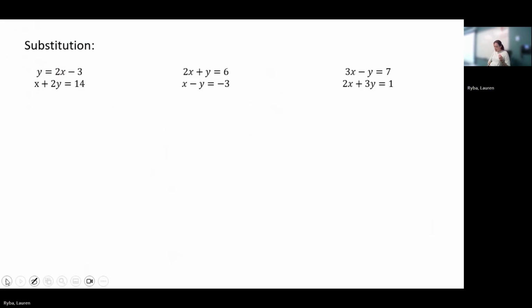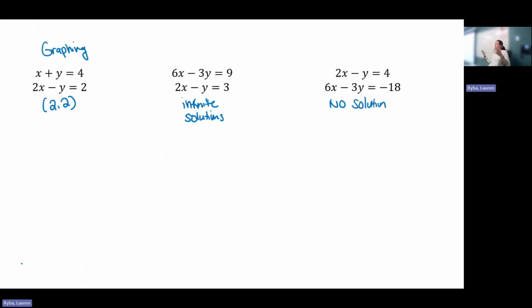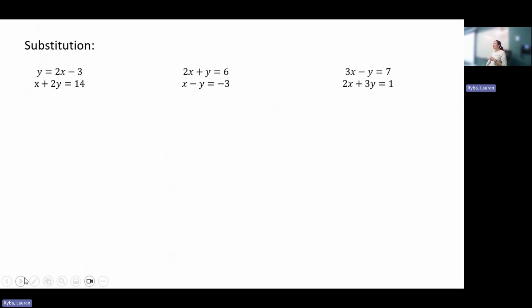Generally, the way that has always been done, graphing was always the best when they were both in y equals form. Substitution was always the best method when one was solved. That was always the quickest method to go to. And then elimination is when neither of them are solved, they're both in standard form, was usually the best method to choose. It was the quickest method to get your answer. It didn't involve any extra steps.